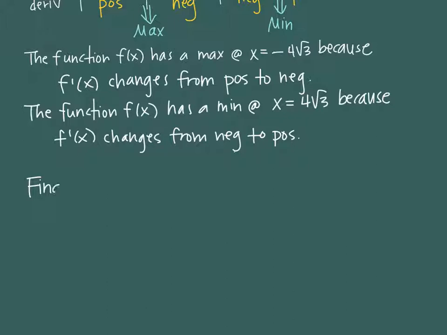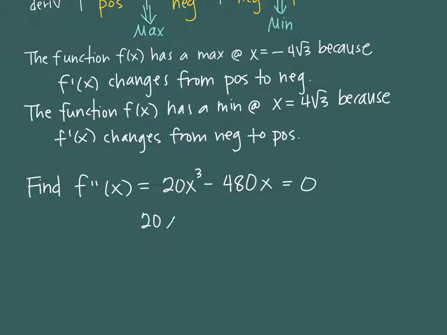All right, so our second half of the question would be to find the double prime of x. So the double prime of x is going to be 20x cubed minus 480x. Set that equal to 0. Again, we're going to factor. So I can take out a 20x. That will leave me with x squared minus how much?